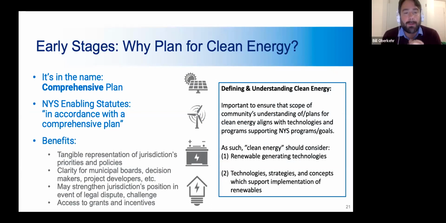So why do we want to plan for clean energy? Because we want the plan to be comprehensive, and clean energy development is going to be part of our community, therefore fulfilling the definition of comprehensive.